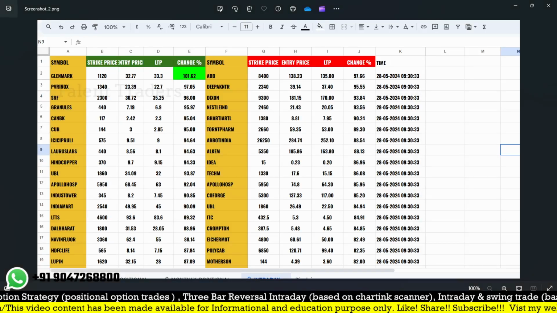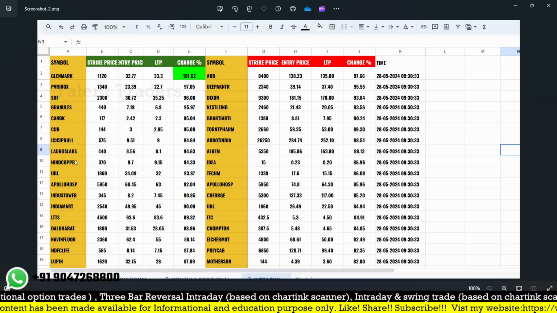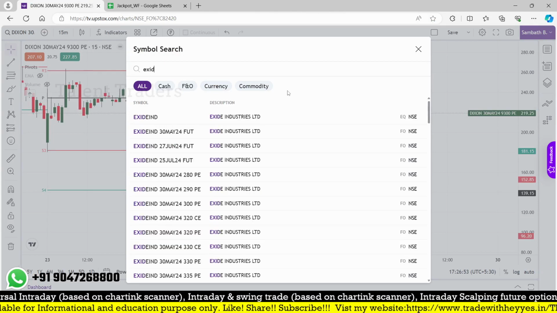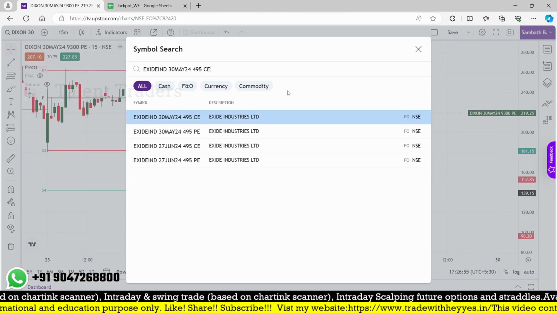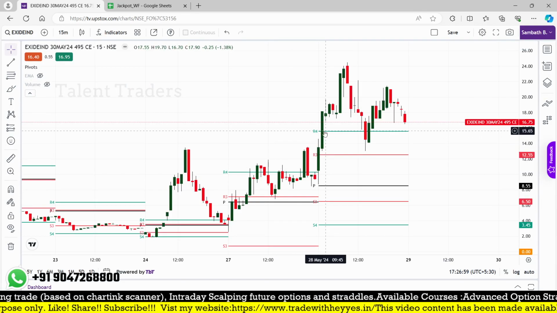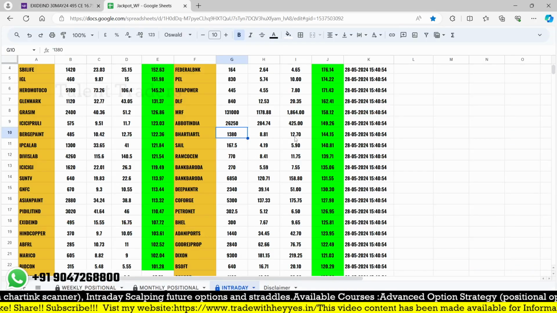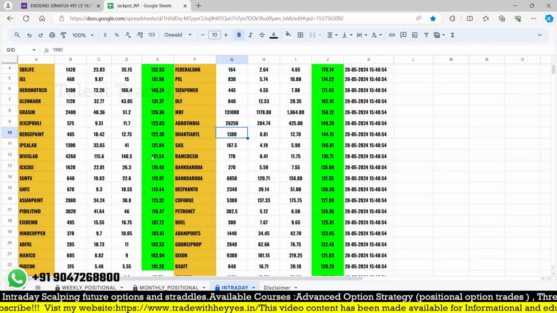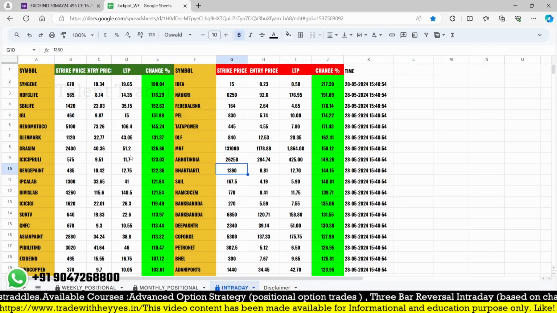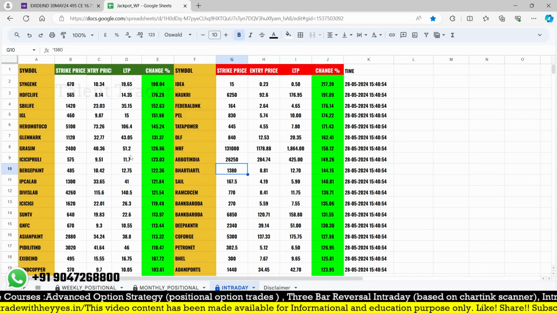After some time, I saw Exide come in the top list. Let me check Exide 495, which I took today. You can see it also had not broken in the first candle; in the second candle it broke. The sheet is updated every 15 to 30 seconds, so the list of stocks varies, changing according to the price movement of that particular strike price. You need to understand that.